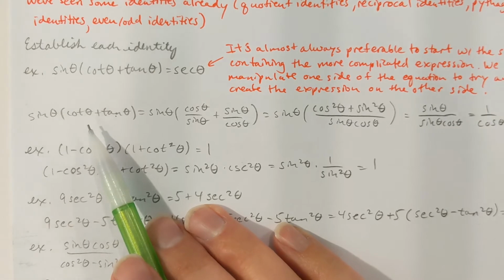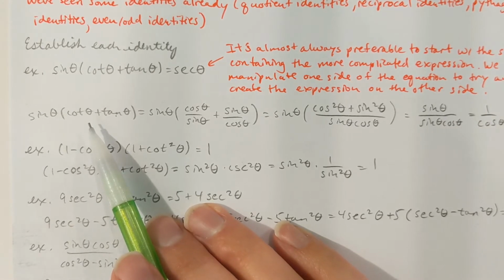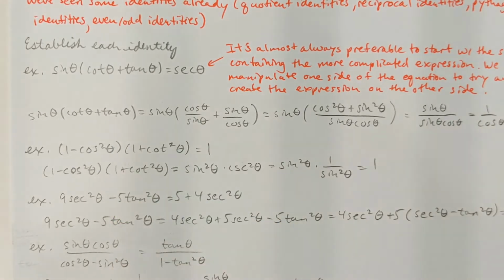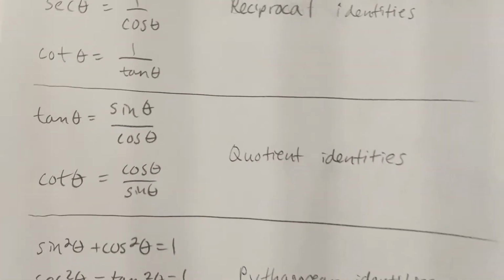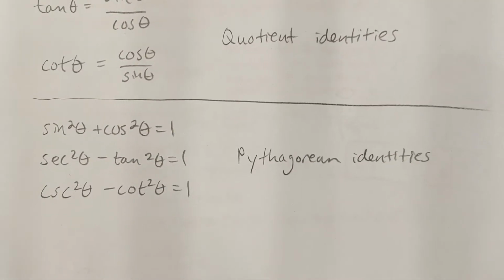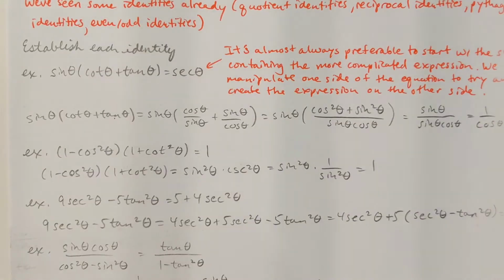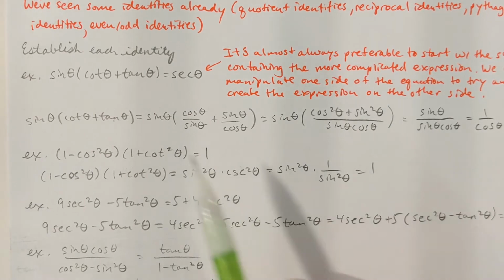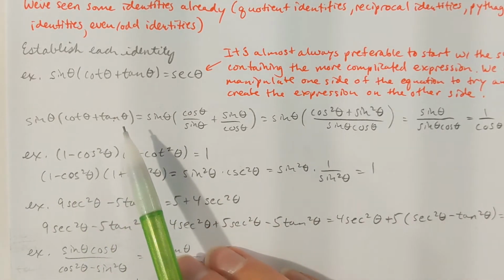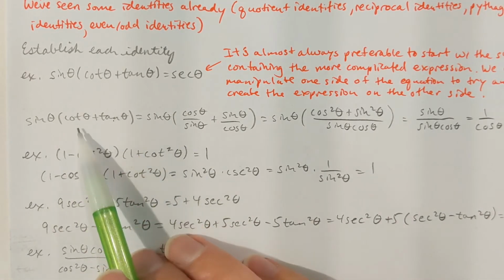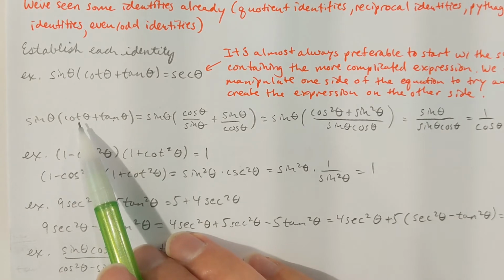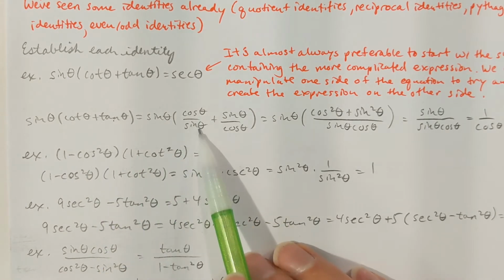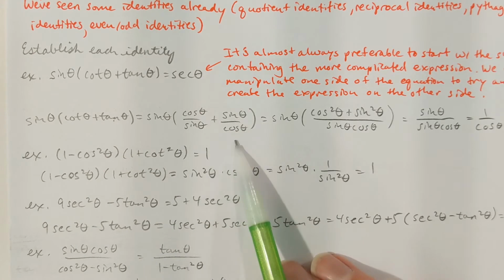In this problem, why don't we convert everything to sines and cosines? Now, we're going to be using the identities that I would like you to know, the reciprocal identities, the quotient identities, and the Pythagorean identities. Those are the only identities that I would like you to know at this point. So in a problem like this, I'm going to switch everything to sines and cosines. Cotangent theta is the same as cosine theta over sine theta. Tangent theta is the same as sine theta over cosine theta.